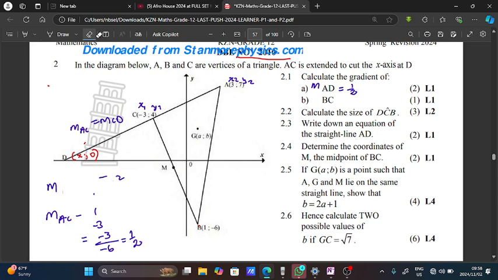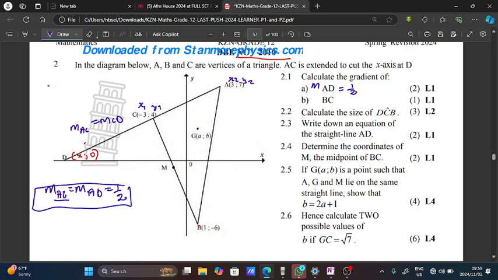Fine. Now let's get to the second one, the gradient of BC. Oh, sorry for that. I was supposed to say we found what? The gradient of AC equals the gradient of AD equals 1 over 2. That's what you must show again. You cannot give a reason, but you know that they are collinear. So now that will be the case.